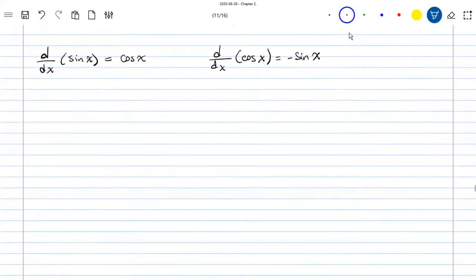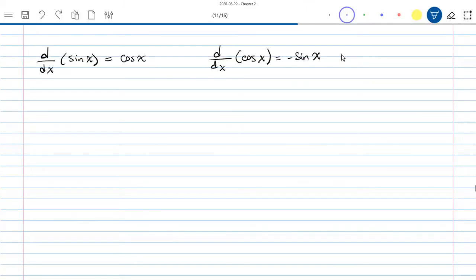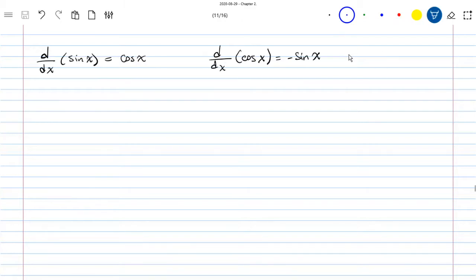So let's figure out what the derivative of the sine function is. Let's start with the derivative of the sine function. The derivative of sine x is given as cosine x. Okay, so how do you prove the derivative for the sine function?